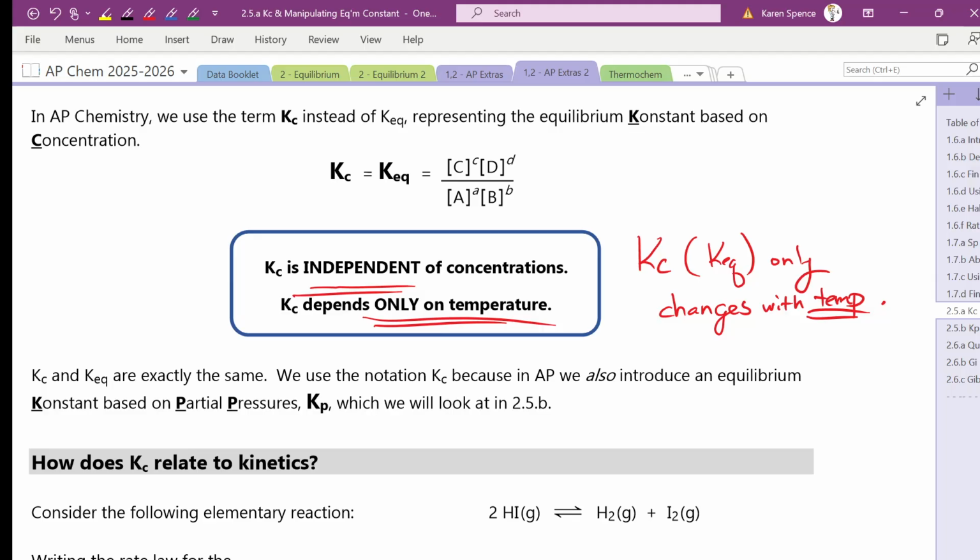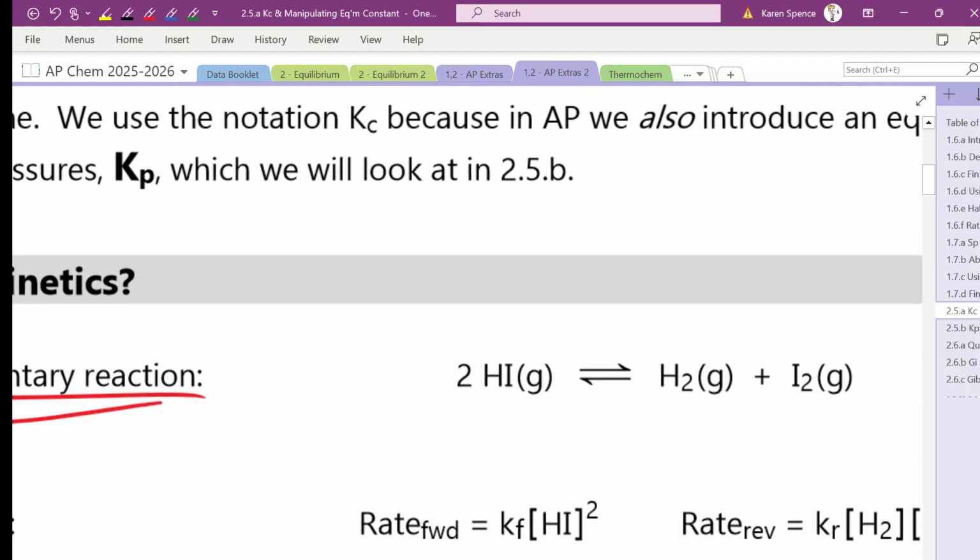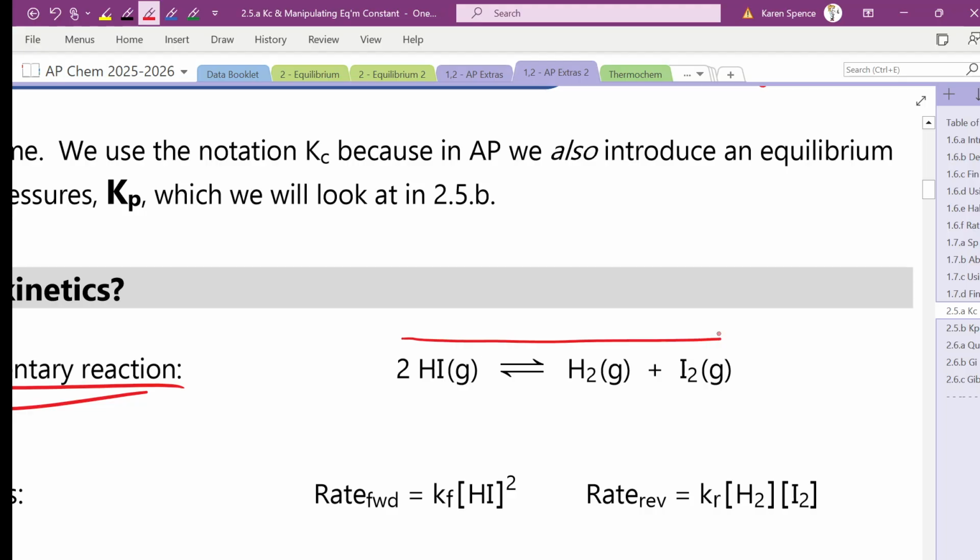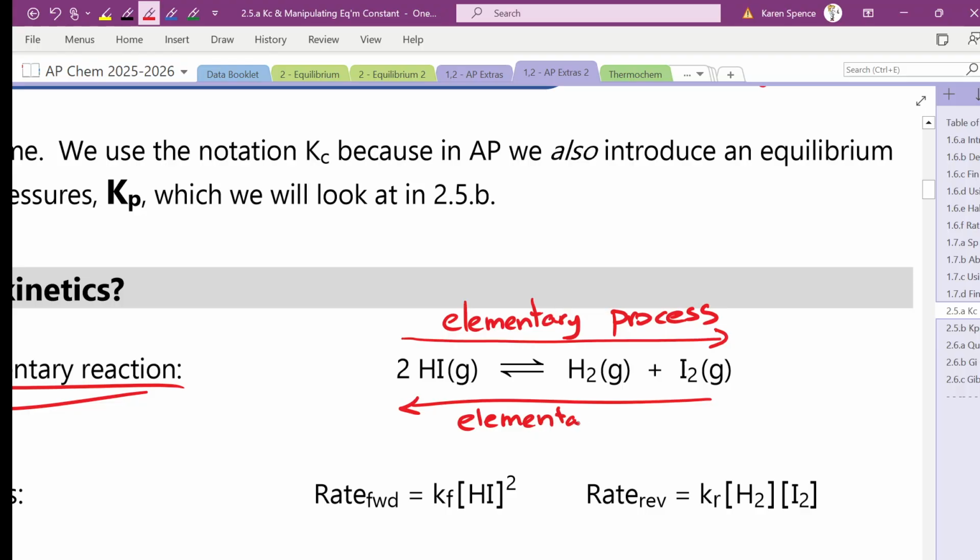Now, I think I talked about this a week ago or so, that you can relate rate law to Keq. So we're going to look at that right now and see how they relate. But it's actually easy math. So let's consider the following elementary reaction. What that means is that the forward reaction is an elementary process, and the reverse reaction is an elementary process.